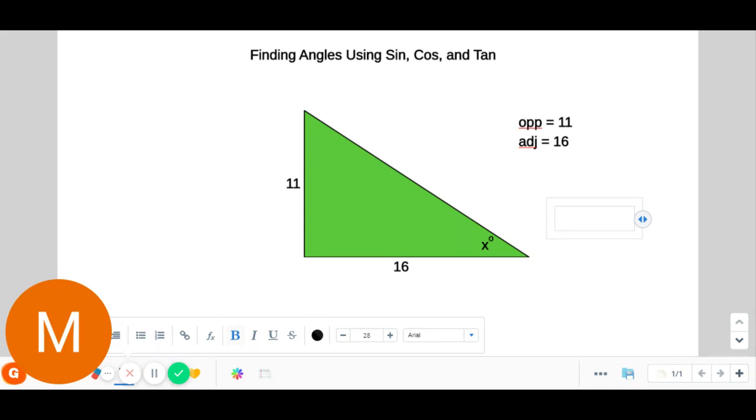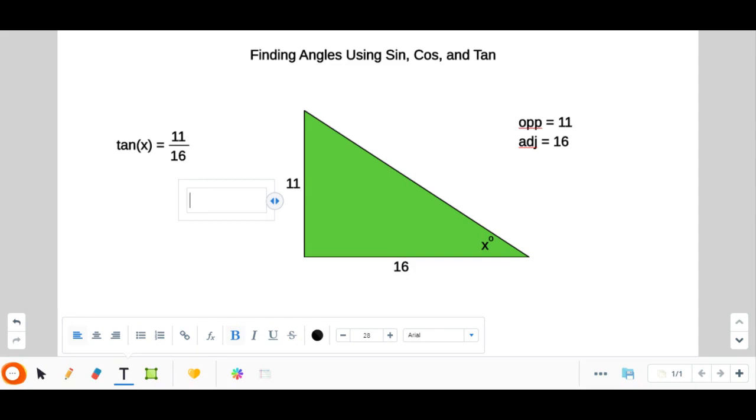Okay, so now we want to set up the equation. Now, until now, we always said when we had the sine, cosine, or tangent, we always take the sine or cosine or tangent of the angle. And we're going to do the same thing here. The difference is that we don't know what the angle is. So instead of writing something like tangent of 42, we're just going to have to write tangent of x. And since tangent is opposite divided by adjacent, that gives us tangent of x equals 11 over 16. Tangent of some angle equals 11 over 16.